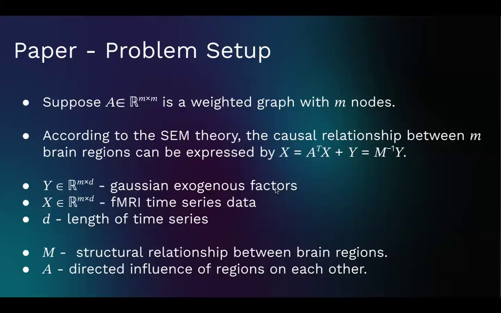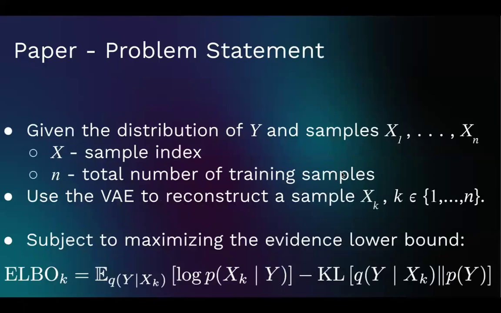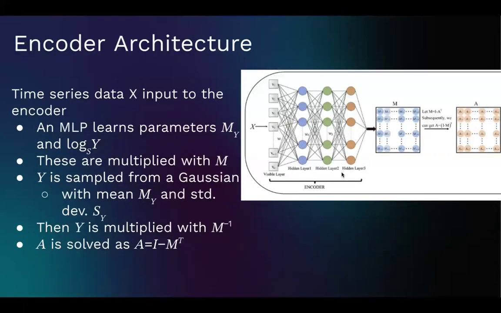I think Y is a matrix, X is a matrix, but the M sub Y that is learned by the model is a vector, as well as the S sub Y, which represents the standard deviation values. Both of these are used to construct the multivariate Gaussian, from which M is sampled.